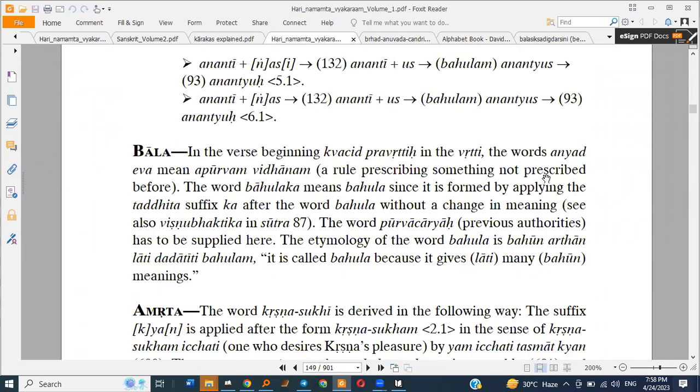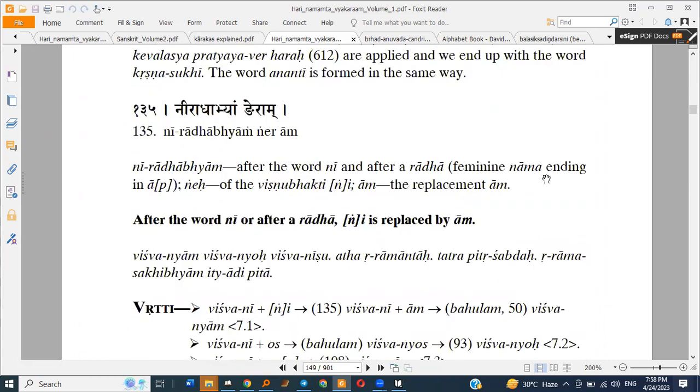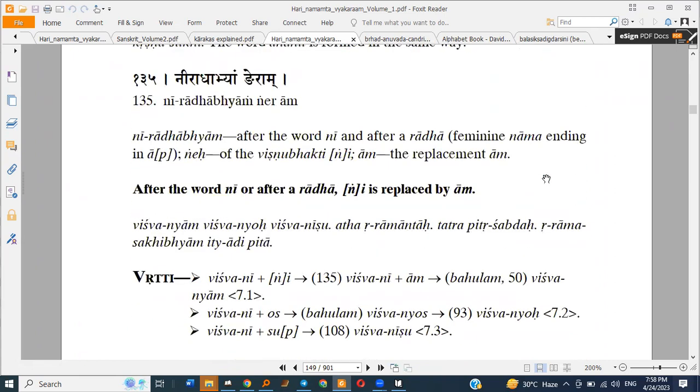Then this is one rule here. So the sutra says Ni. Excuse me, please, Param Sundar Prabhu, I did not grasp what this rule Bahula, what does it mean?